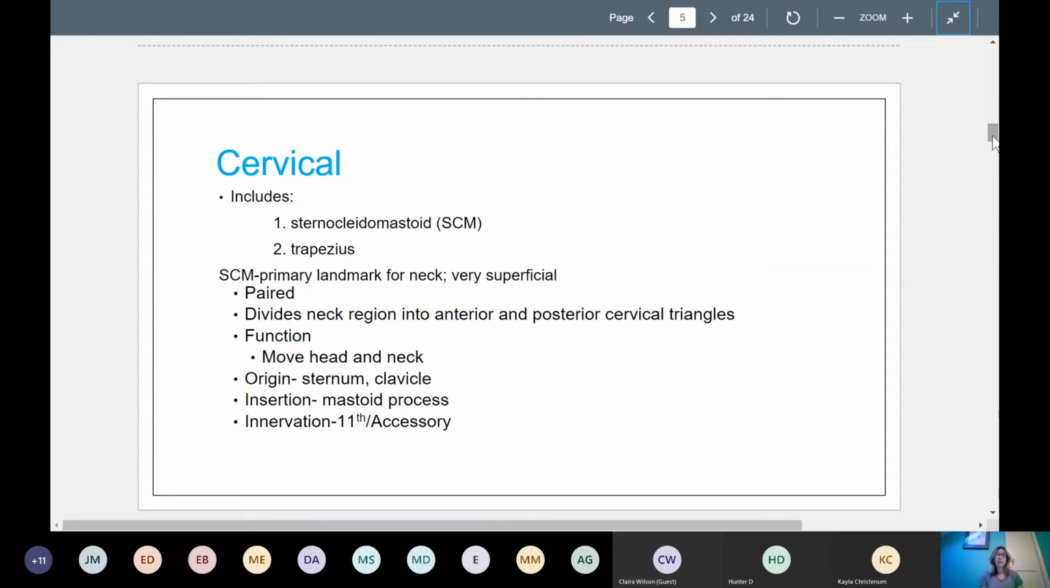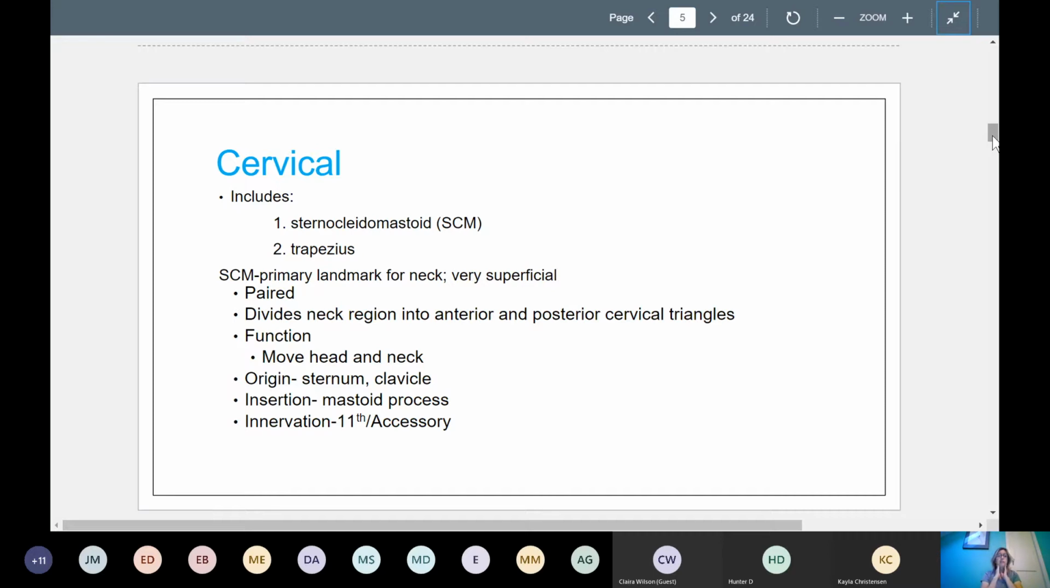Your sternocleidomastoid muscle is very superficial, meaning it sits really close to the surface of the skin. They're paired, so there are two of them, and they're the ones that divide the neck into the anterior and posterior triangles. We talked about this when we did surface anatomy. It runs down the center of your neck and divides it into anterior and posterior triangles.